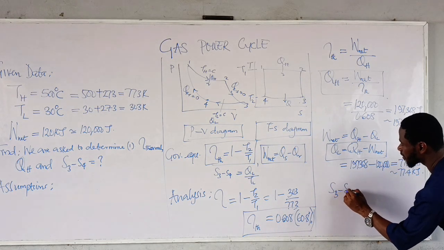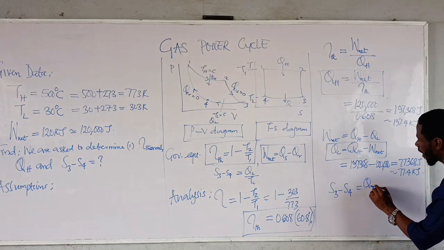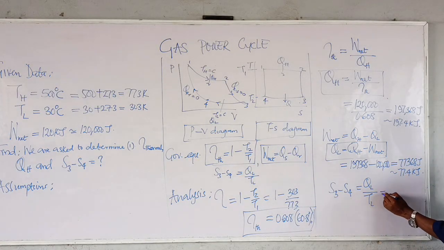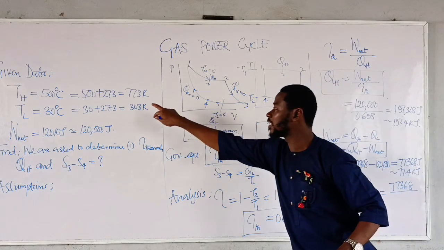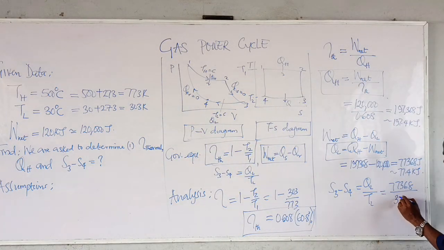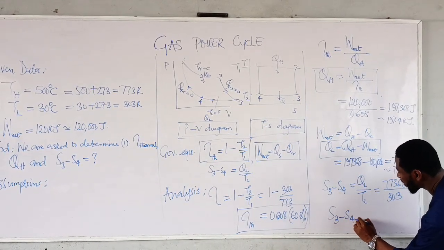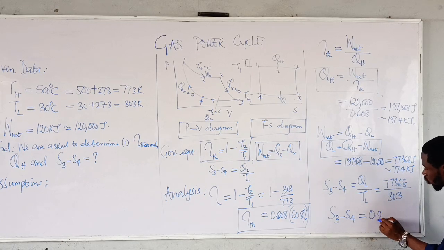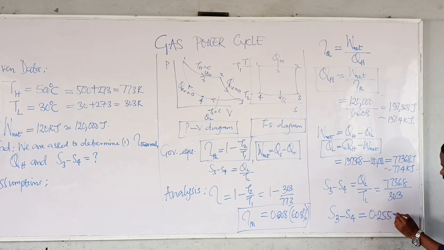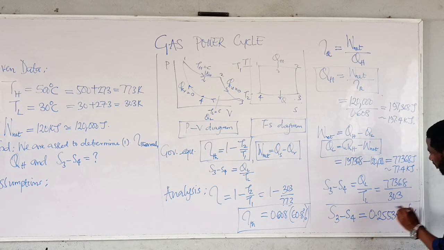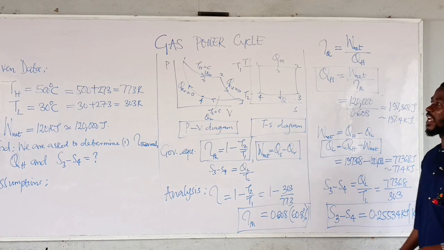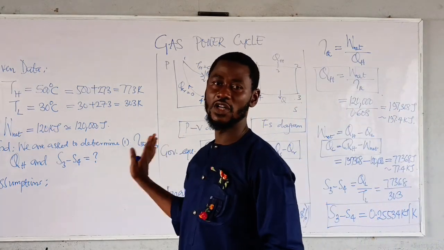Now we can determine the entropy change at where heat is being rejected. Therefore, S3 minus S4 equals QL over TL. So QL is 77,368 divided by TL, which is calculated as 303. Now the answer becomes S3 minus S4 equals 0.25534 kilojoule per Kelvin. So we have come to the end of the solution of the Carnot problem.